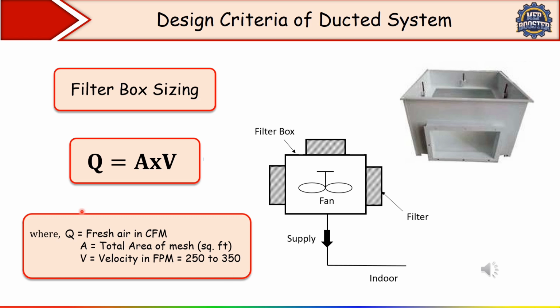So this Q is our fresh air in CFM, cubic feet per minute. A is the total area of mesh. This mesh or filter, both are similar. So the total area of mesh is in square feet, and the velocity we have to maintain is 250 to 350 fpm. You have to remember this point. In this way we do the filter box sizing, but remember the velocity here is 250 to 350 fpm.